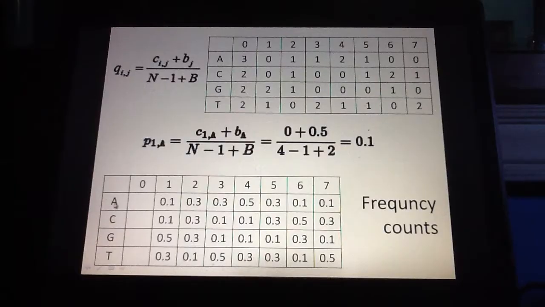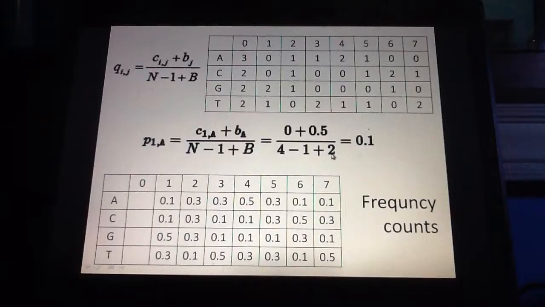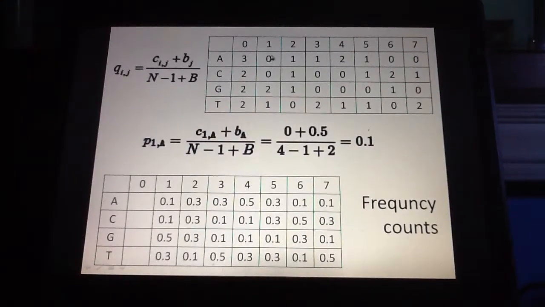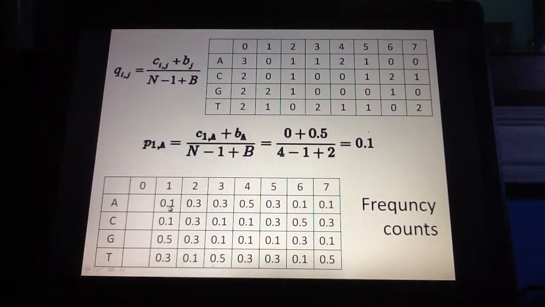So since we assign a pseudo count of 0.5 for each of these residues, and we have 4 of these residues, then 0.5 times 4 will give you 2. So this capital B here is simply 2. So for the first number here, this is 0.1. How did we get this?